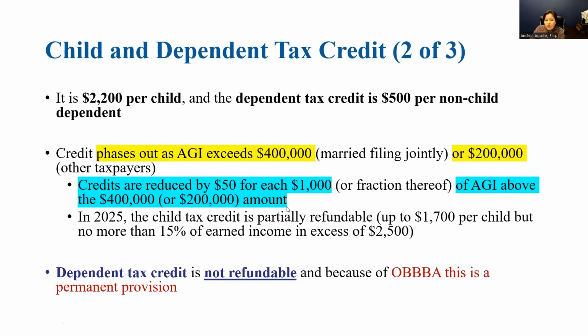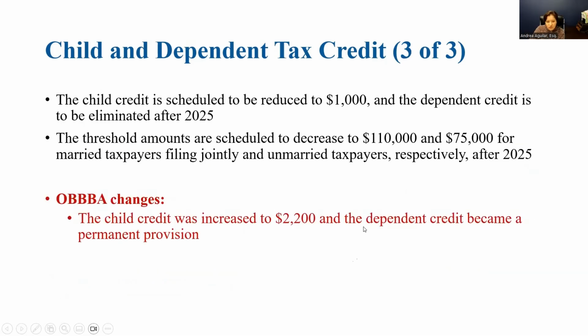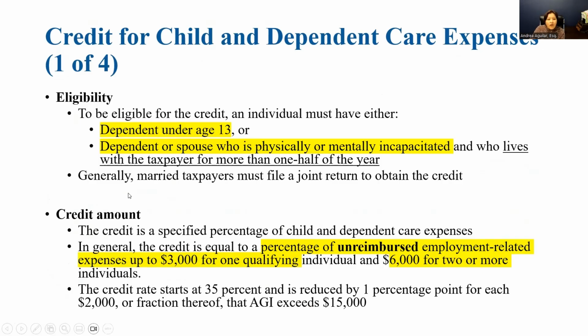Okay, and this was supposed to expire, but because of the OBBBA, this has become a permanent provision. So here are more details. The child credit was increased to $2,200. Before it was just $2,000, and the dependent credit became a permanent provision. Okay, so please remember that. Okay, credit for child and dependent care expenses.